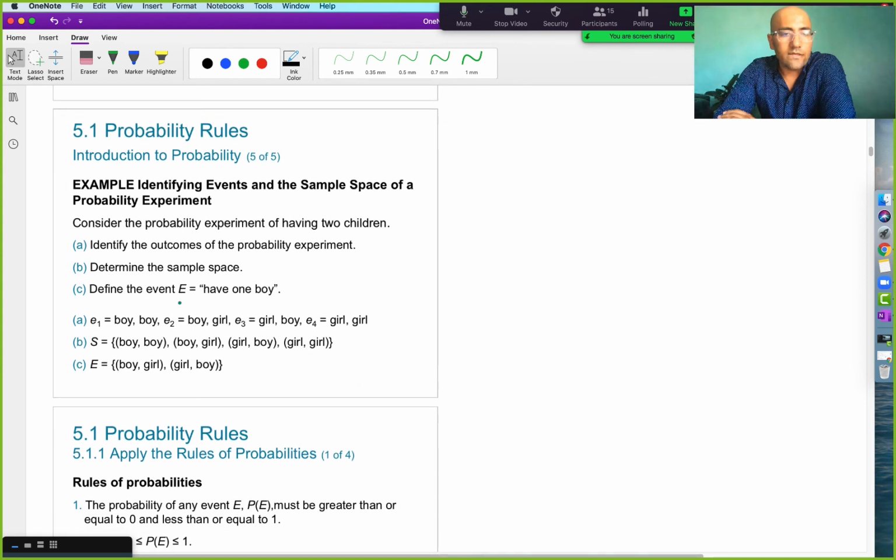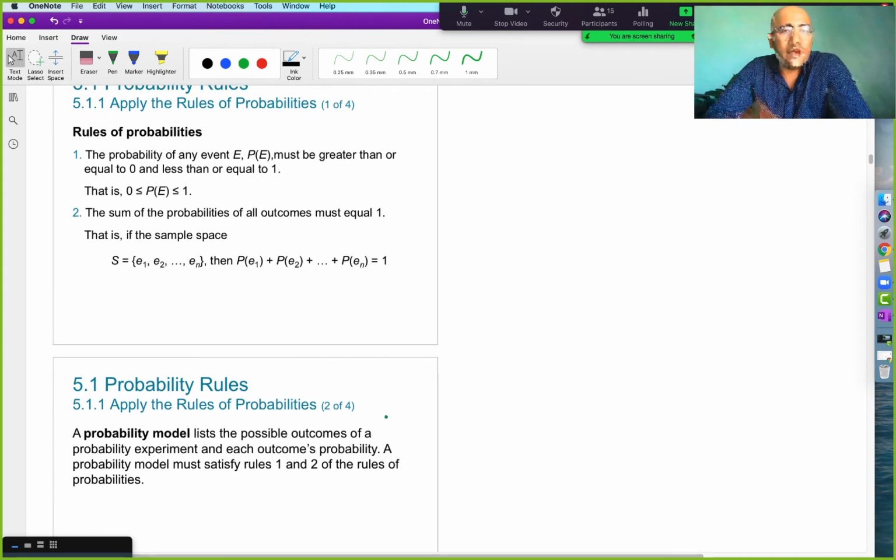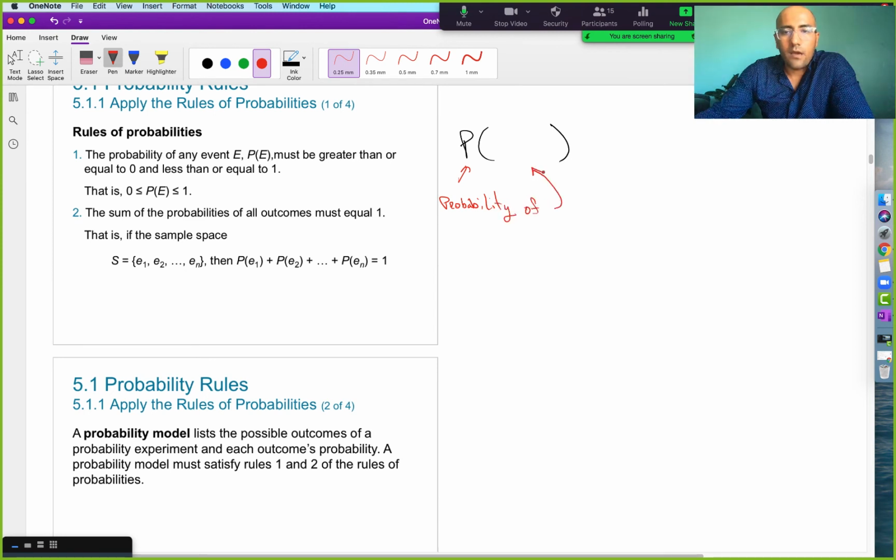Okay, so this is what the author responded to this. So it's the same answers I got. Boy, boy, boy, girl, girl, boy. Okay, same thing as I got. Okay, probability rules. The probability of an event, E, right? Capital letters are designated as compound events. And notice the notation for probability. We use this notation to mean the probability of an event. A giant P, parentheses, and then a description of what the probability is, right? So this is probability of, and then whatever is in here.